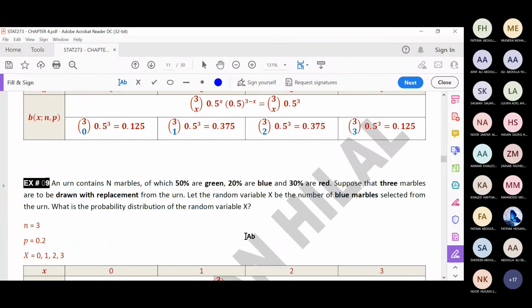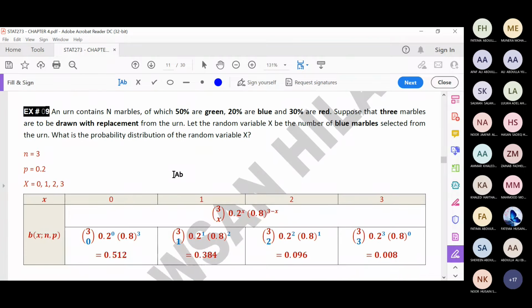Let's have another one, more important than the previous one. What if I'm talking about an urn, which means it's like a jar, a box. We have an urn that contains n marbles, a set of balls inside it. I'm telling you 50% green, 20% blue, 30% red.